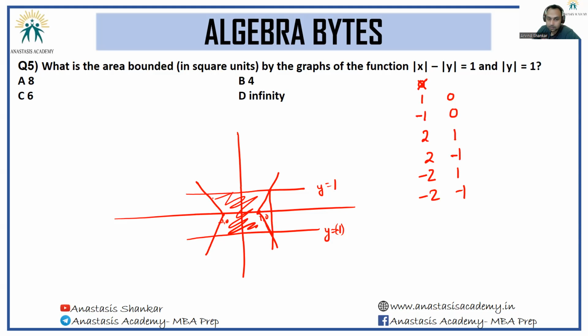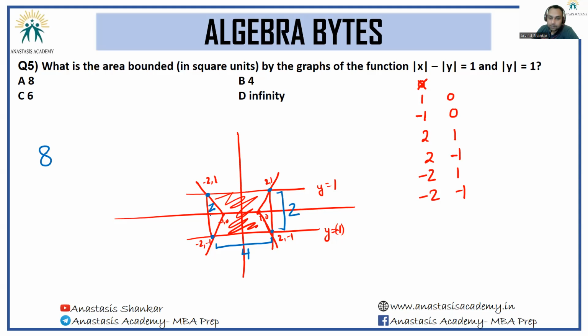And joining these points, the coordinates of these points would be very easily identifiable. It is 2, 1, 2, minus 1, minus 2, minus 1, minus 2, 1. Can you see? If I can use a different color, it would be easier. Using these 4 vertices, the rectangle that is getting created, this side is 4, this side is 2. So area of the rectangle is 8.